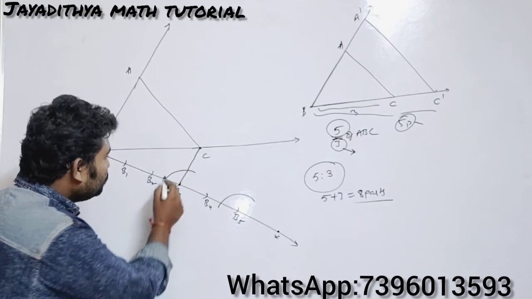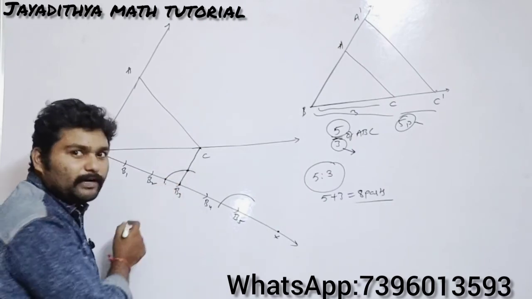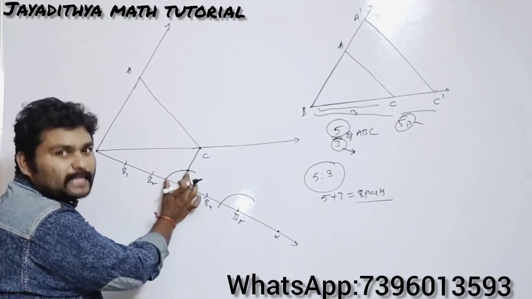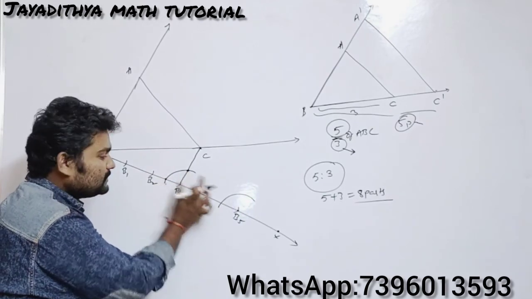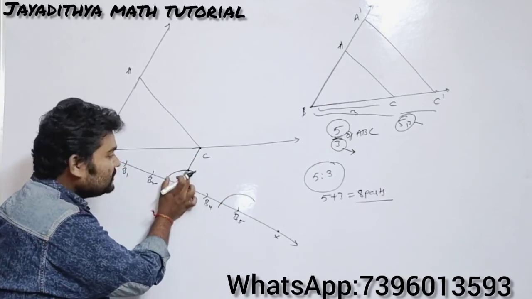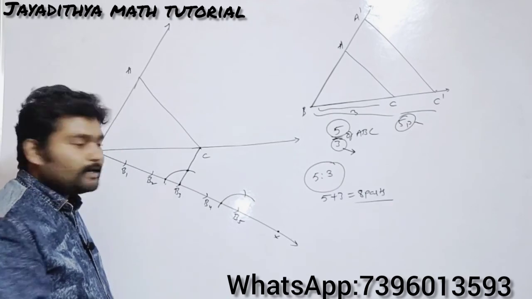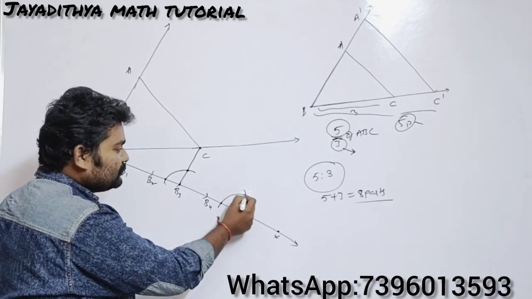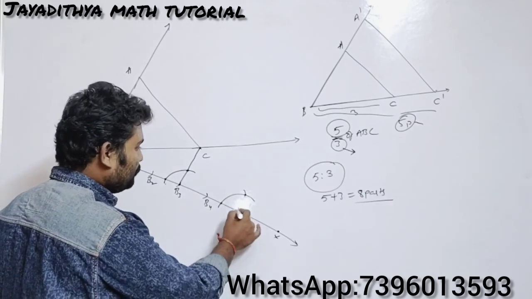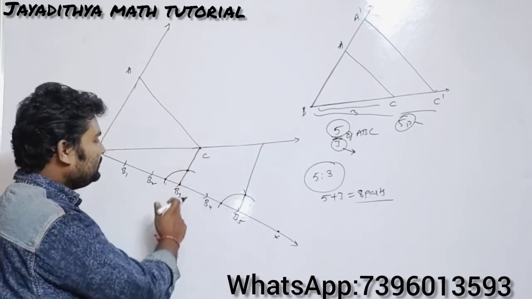After this, what you need to do? You just measure these 2 parts. Here the arc is cutting 2 lines at 2 different points, right? So measure this distance with the compass. Now take this point as center and with the same radius that we have measured here, you cut it. Clear? If you cut it with the same distance, you will get a point here and join these 2 points. Then you will get a line parallel to B3C.